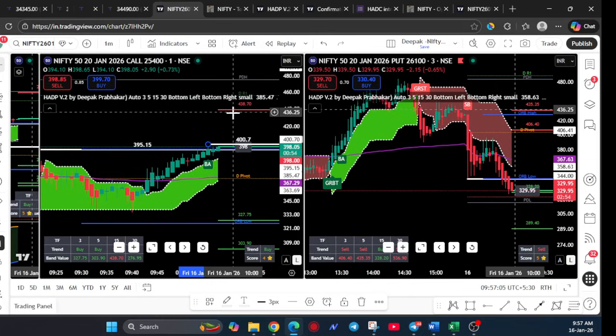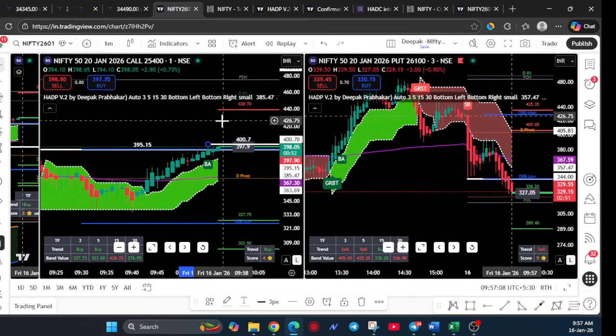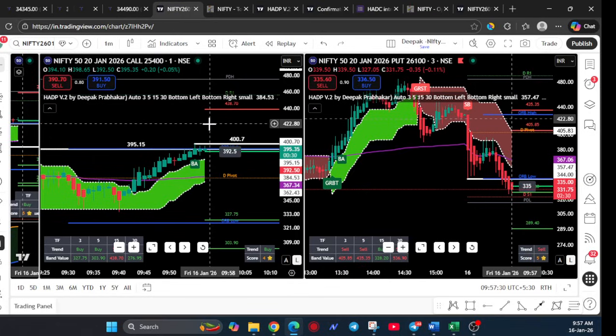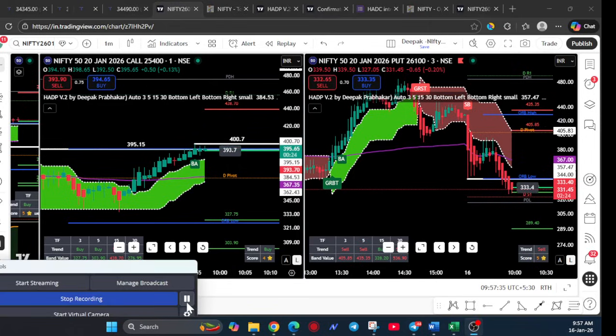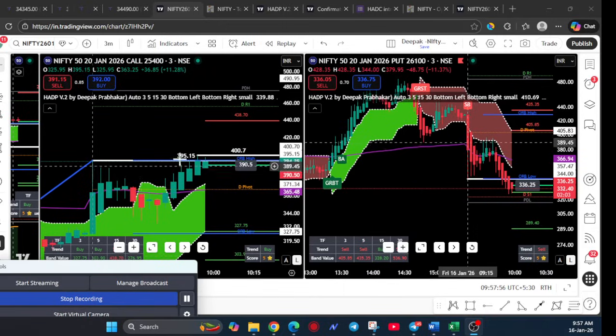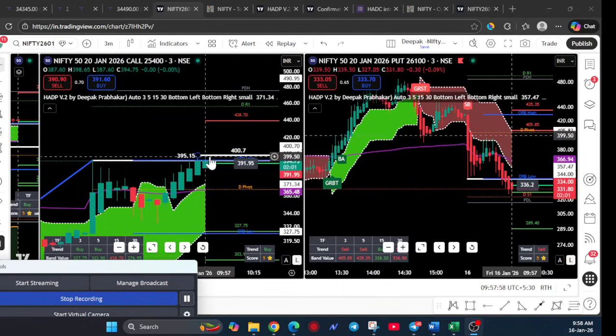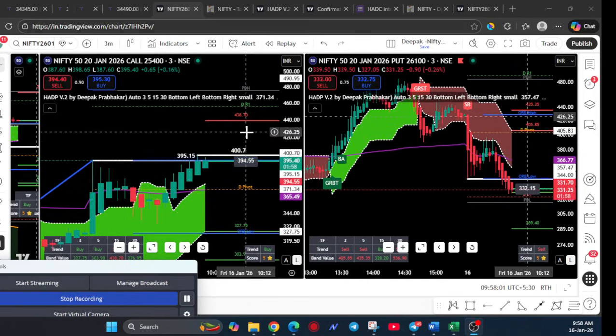But remember, you are on a 1 minute candle. So if you are on a 1 minute candle, it's always better to book 60% at 12 to 13 points and another 20% at 25 points, and leave the rest to your cost. And wait for the GRST to trigger, right? So wait, let's see what happens now. So on 3 minutes it has already triggered buy, and on 1 minute it will trigger only above 400.7.